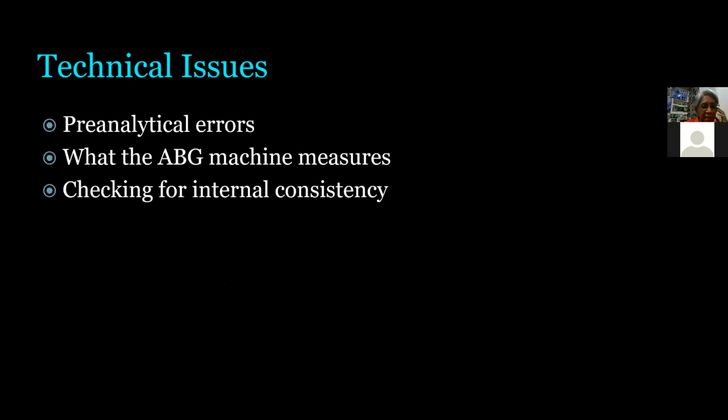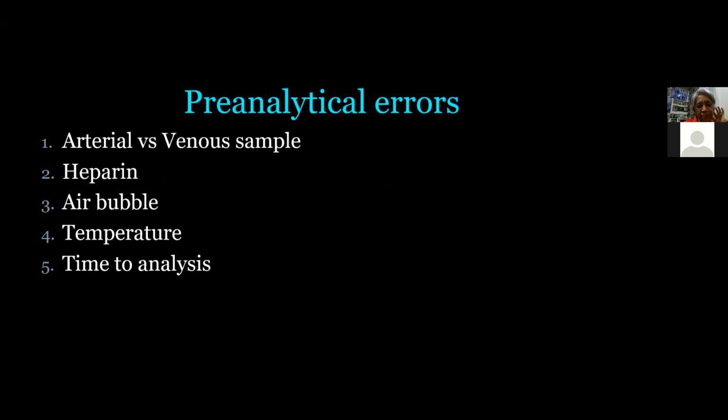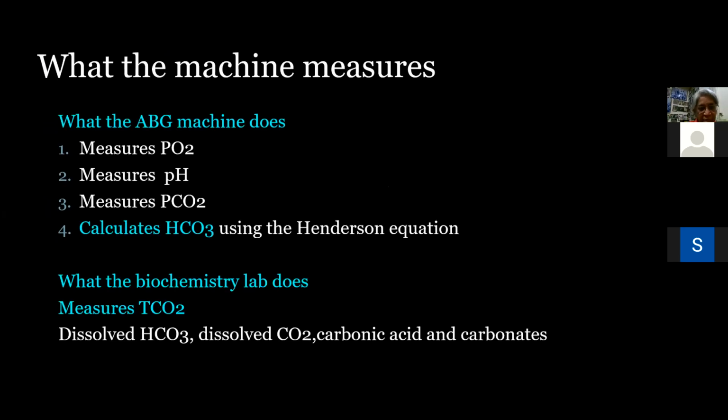Okay, so the technical issues are the pre-analytical errors, what the ABG machine measures, and checking for internal consistency. Now, the pre-analytical errors: we need to know whether it's an arterial or a venous sample, how much heparin we've used, whether pre-heparinized syringes or we have added liquid heparin, in which case we may have iatrogenic errors. Presence of air bubble, temperature, and the time taken to analyze the sample from the time of collection.